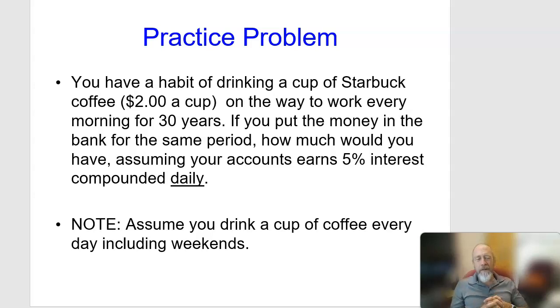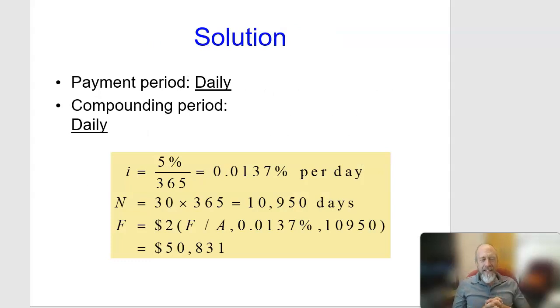Let's drink a cup of Starbucks coffee, which does not cost $2 a cup. I think there's some places, at your Wawa, you might be able to get it at $2 a cup. What if we just put that money in the bank? Let's find out what would happen. Again, you know the process. You figure out that effective interest rate. In this case, it's on a daily basis. 30 years, 10,950 days, $50,000, $50,831. So you spent some money on some coffee there.